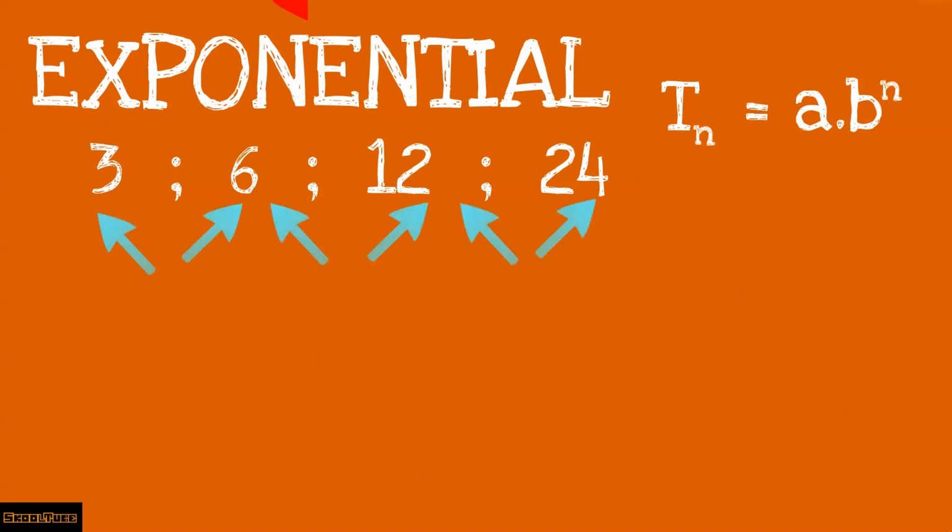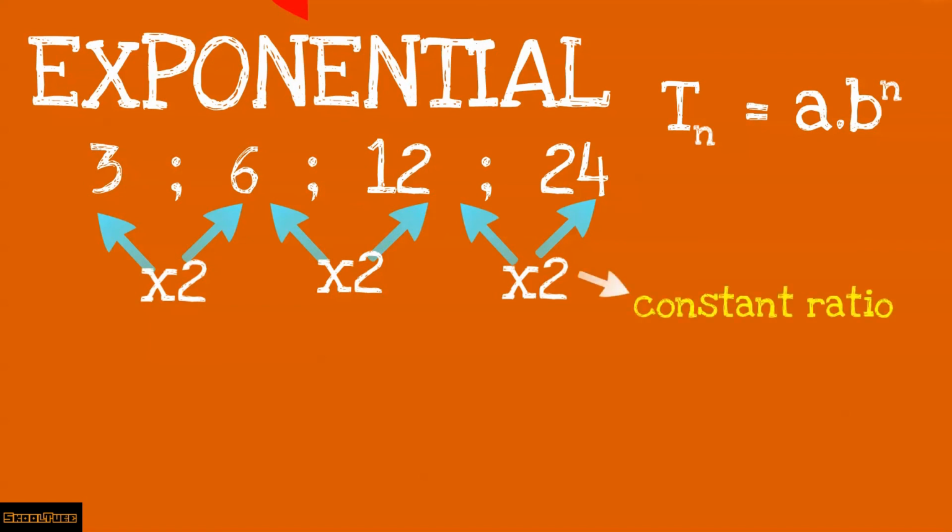Again, we try to find what links these numbers together in order for them to become a sequence. So, in order to get 6, you multiply 3 by 2. In order to get 12, you multiply 6 by 2. And in order to get 24, you multiply 12 by 2. So can you see that you are multiplying each of the terms by 2 in order to get the next term? And this is why 2 is our constant ratio, okay?